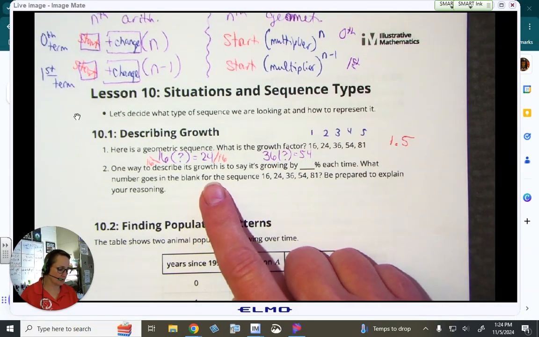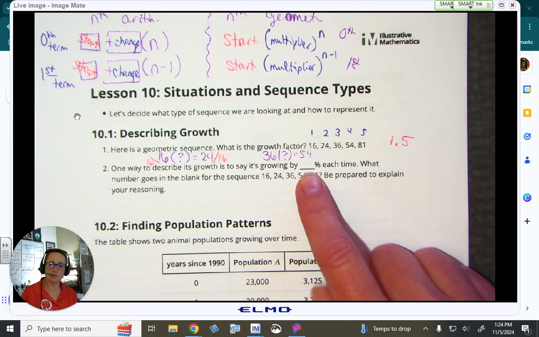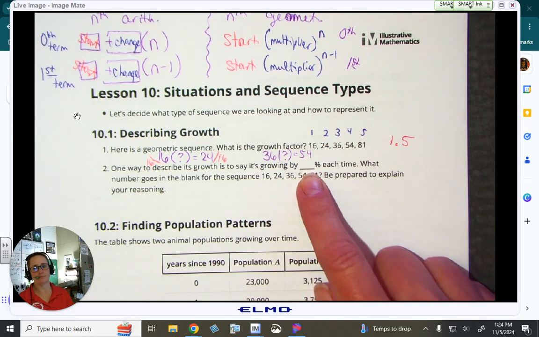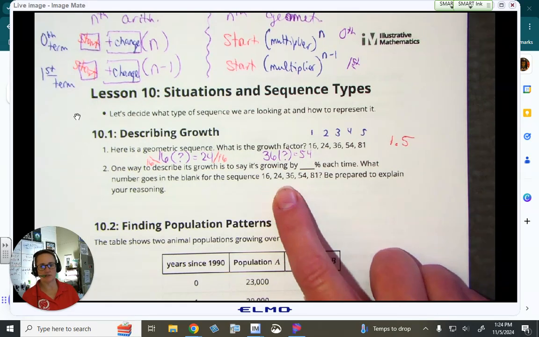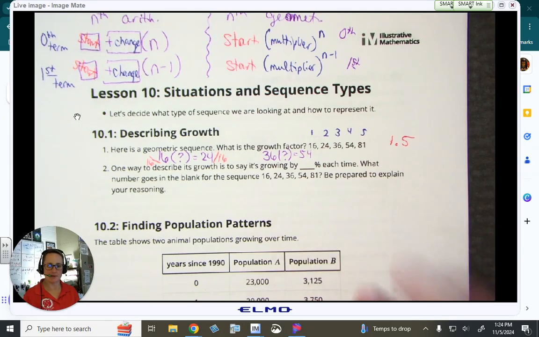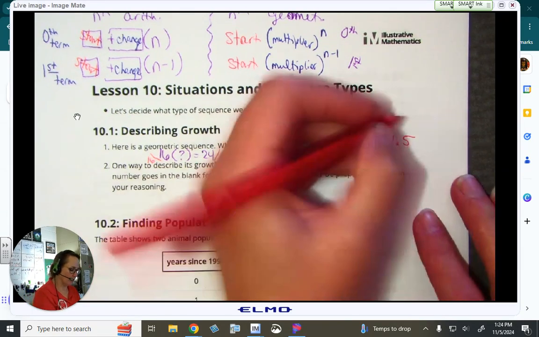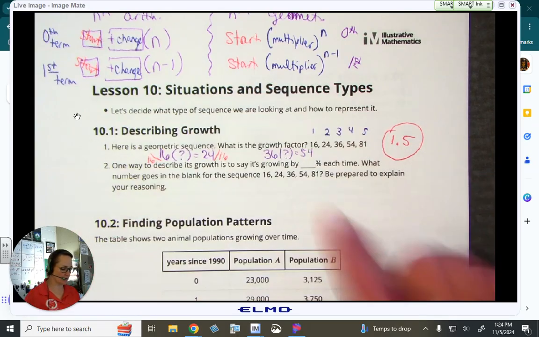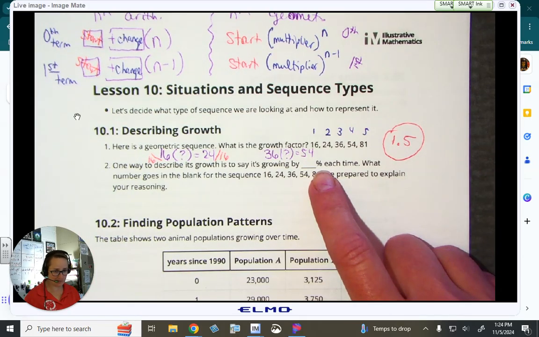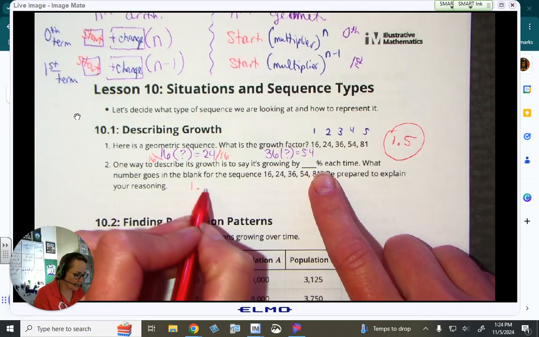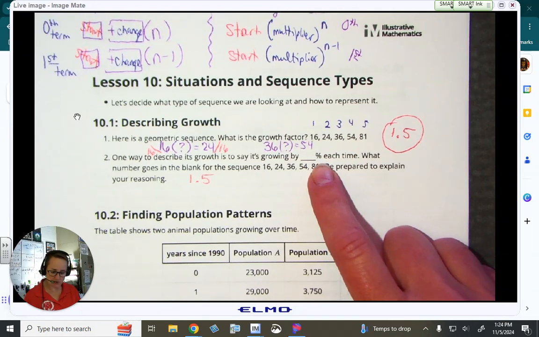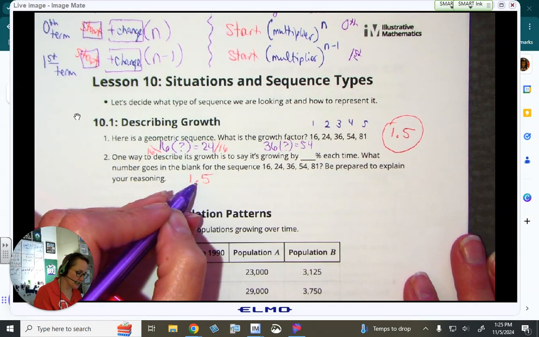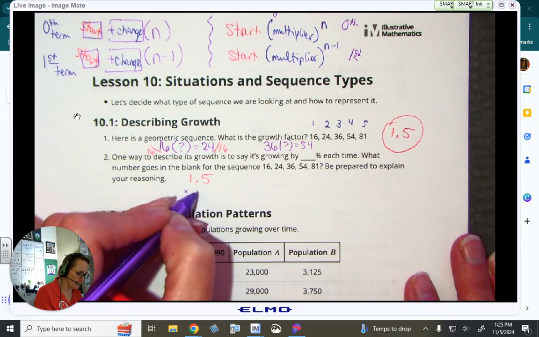One way to describe its growth is to say that it's growing by what percent each time? What number goes in the blank for that sequence 16, 24, 36, 50, and be prepared to explain. Well, if it's got a 1.5 multiplier, and I'm turning that into a percentage, this is going to just help us refresh how to turn a decimal into a percentage. We just need to multiply it by 100.